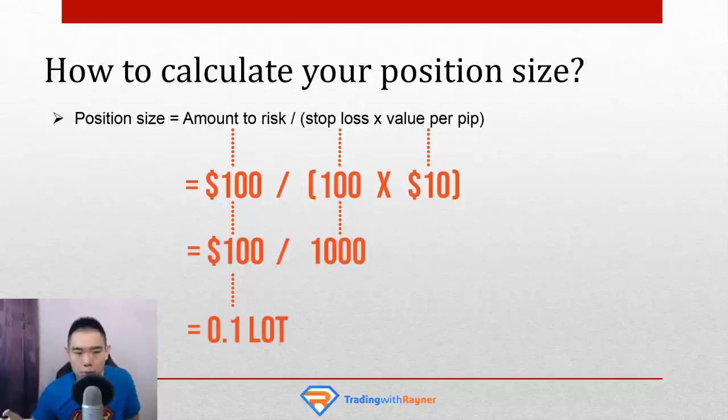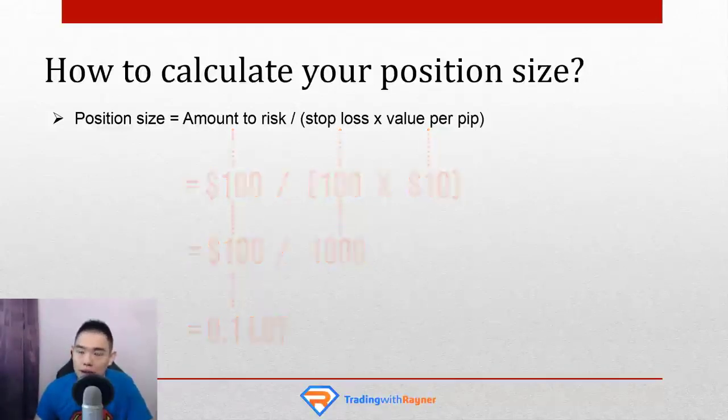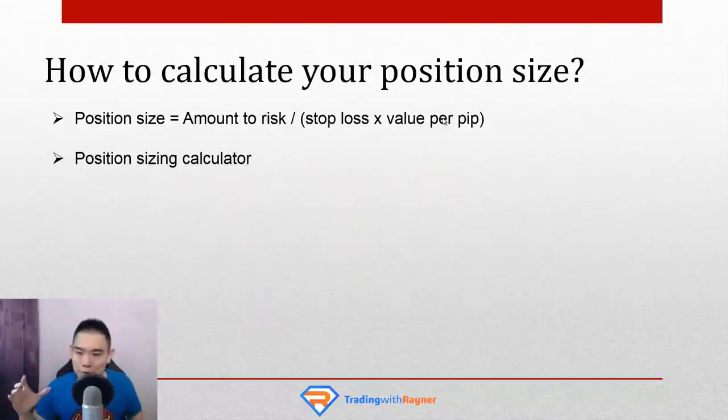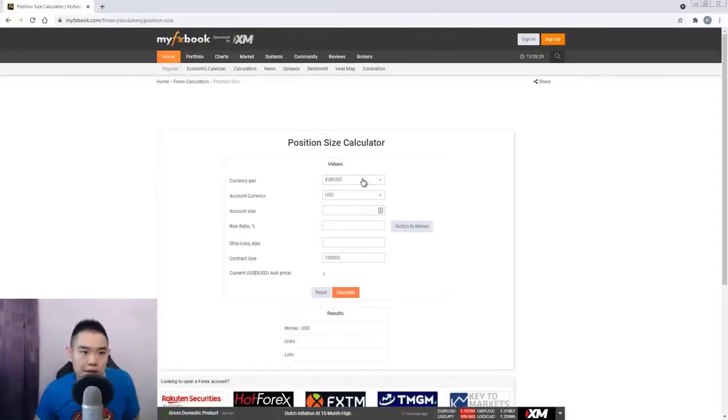The trouble with this is that your value per pip is constantly changing. It really depends on the quote currency. It depends on the currency that you have funded your account with. So you can see that things can get really cumbersome. So one thing I suggest is to use a position sizing calculator to make your life really easy. I'm going to show you how to do this step by step. You can Google position sizing calculator, and this is one that I've found. You can use it. It's free.